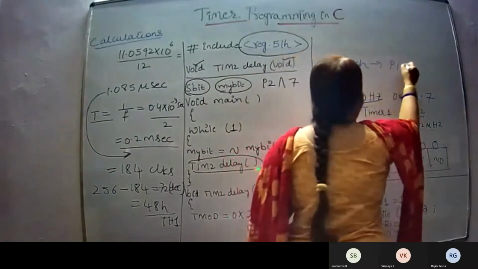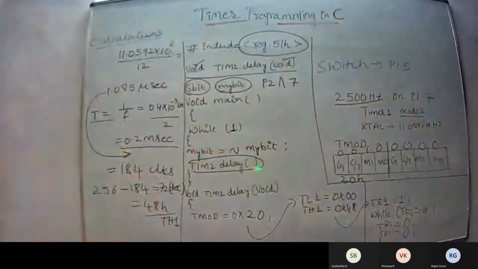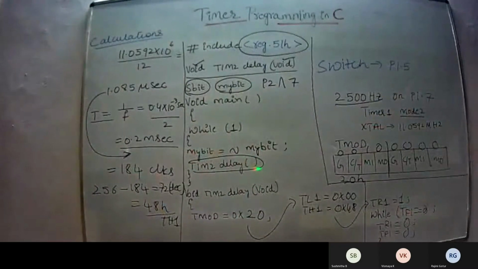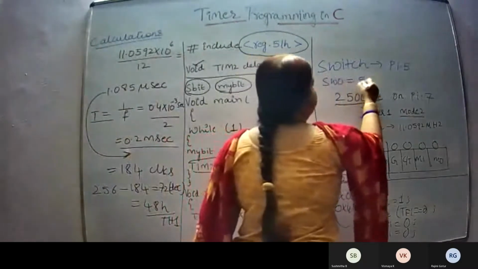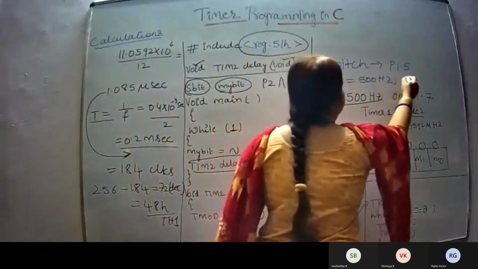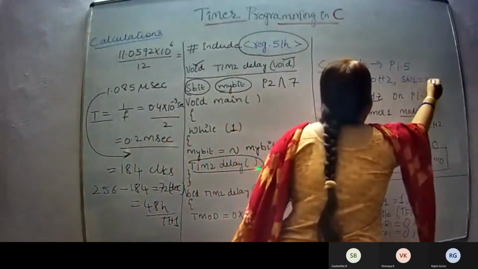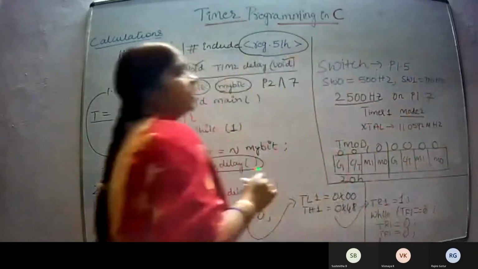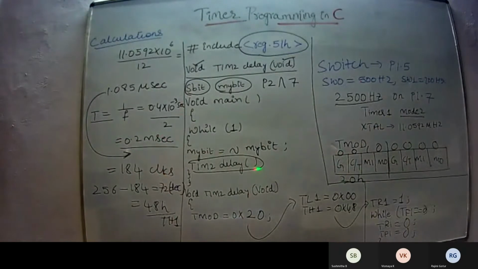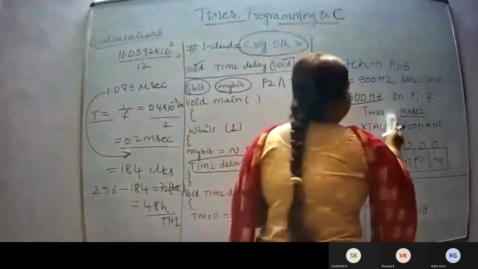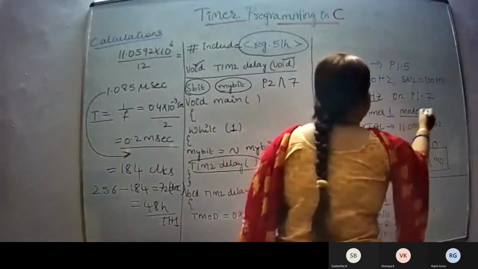Switch is connected to P1.5. What is the condition? When the switch is 0, a 500 hertz frequency should be generated, and when the switch is 1, 700 hertz. We have two delays to be generated here, one is 500 hertz and one is 700 hertz. Both are given in hertz. It is timer 0 mode 1. That is important.